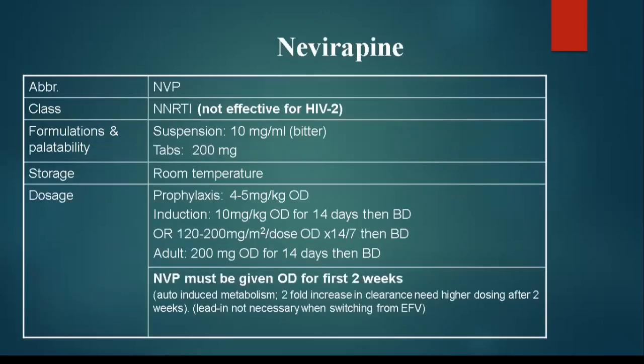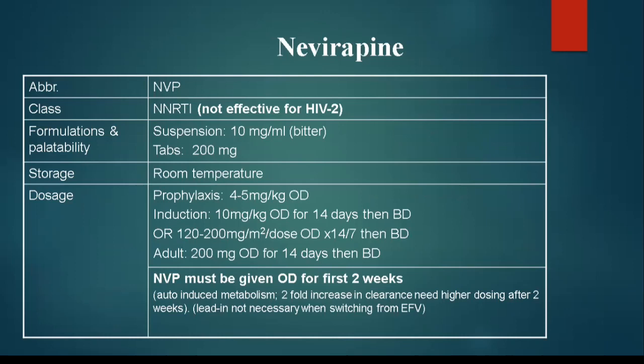So from there, we look at another drug, which is nevirapine. Nevirapine is abbreviated as NVP. It is also not effective for HIV type 2. So under presentation, nevirapine can be in tablets, which is 200 milligrams.